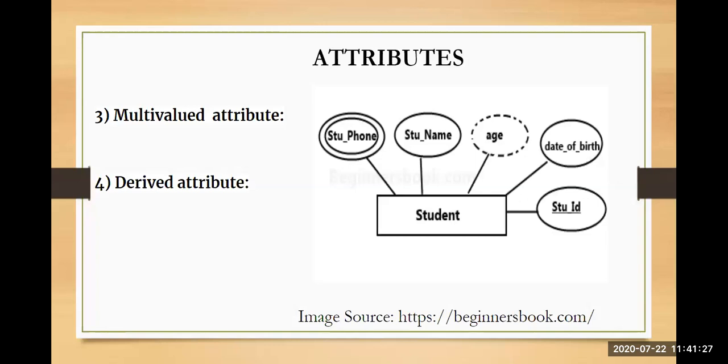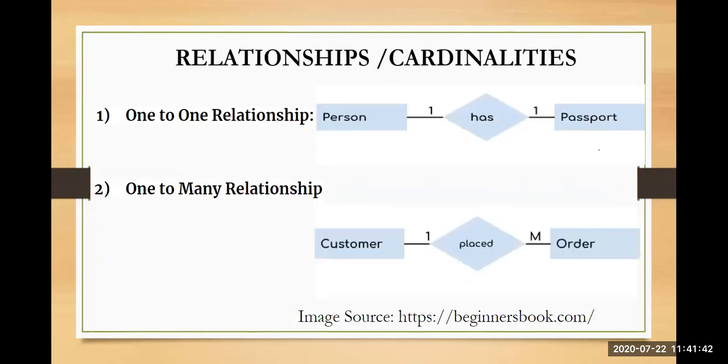Similarly, we have student ID, which we have already seen as the key attribute. Any primary key attribute that is there, you need to underline it. So this is your multi-valued attribute, derived attribute, and your primary key attribute. So that was all about your attributes. Let's move to the next.